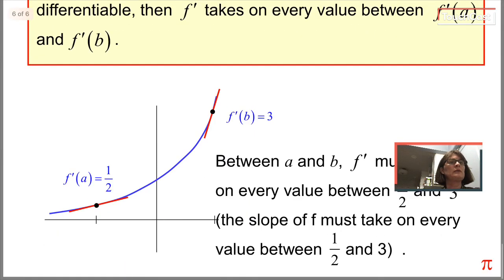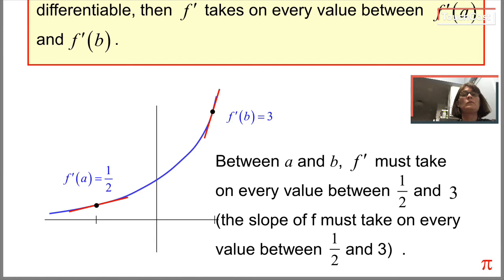There's a little picture here, in case it helps. If I know the slope at a is 1/2 and the slope at b is 3, then between a and b, f's slope must take on every value between 1/2 and 3, which is another way of saying f prime must take on every value between 1/2 and 3. There are two theorems. The first one, super important. The second one, you could totally use it, but if you had to, you could just use the intermediate value theorem on f prime, and it's not a big deal. It's not like a new thing you really have to know.